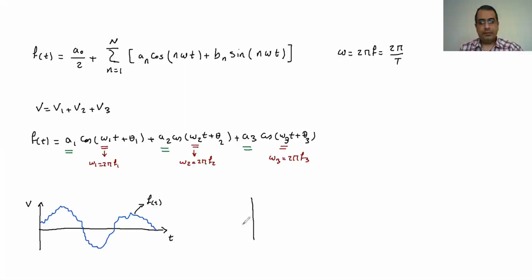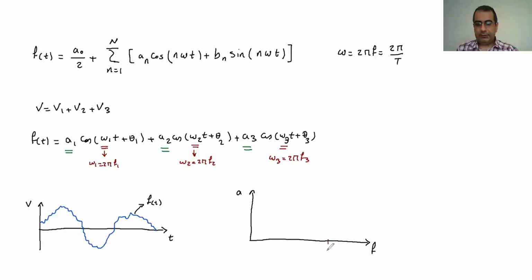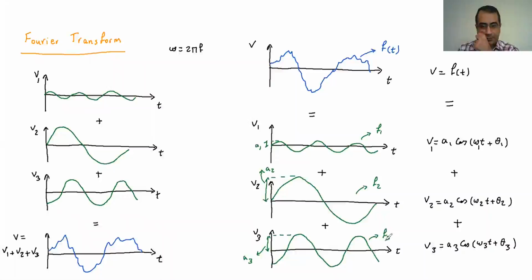Now if I draw another plot, but this time instead of having time, I'm going to draw this as frequency, and this axis is the amplitude. And then I draw that here. So f1 is the largest one, so it's going to be somewhere here. F2 is the smallest one, it's going to be somewhere here, and F3 is going to be somewhere in the middle there.